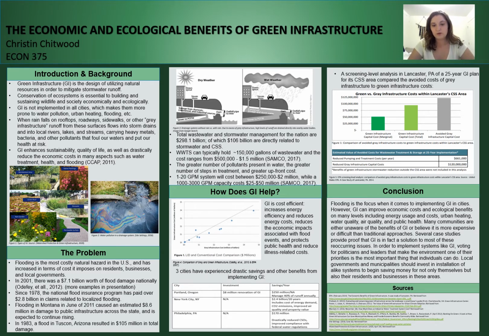According to the 2008 EPA Clean Watersheds Needs Survey, the total wastewater and stormwater management needs for the nation are at $298.1 billion, of which $106 billion are directly related to stormwater management and combined sewer correction. Typical wastewater treatment systems can hold about 150,000 gallons of water per day, which can cost from $500,000 to $1.5 million. A study that was published in 2018 established that the national cost of getting sick from being in or around polluted water is $2.9 billion.